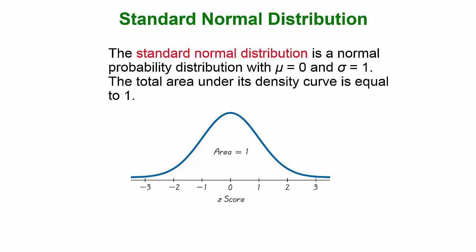The standard normal distribution is a normal probability distribution with the mean mu equals 0 and standard deviation sigma of 1. The total area under its curve is equal to 1. So the mean 0 goes in the middle of the number line, and this is just a normal number line here. We have positive 1, 2, and 3 on the right and our negative numbers on the left. However, this is called a z-score axis.